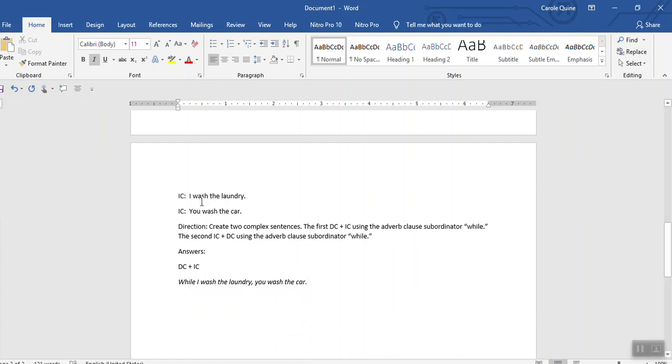But that's the way I always do it: I look to see if I can make the first one into the dependent clause. That's just the way I chose to do it. Notice that I use the comma right there. So this is the dependent clause. This is the independent clause, right? Okay, so flipping it around, if I'm going to do independent clause plus dependent clause, it would look like this.